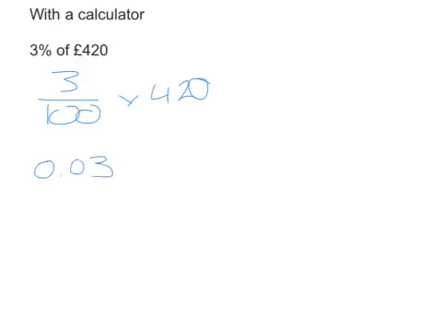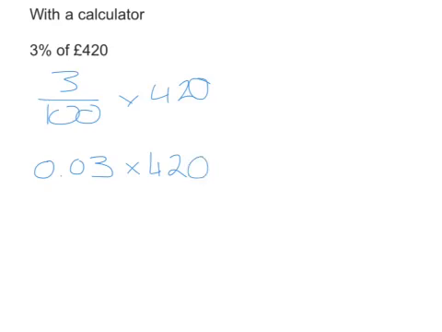And then finally, how do you do it with a calculator? Okay, well there's multiple ways of doing this with a calculator. First of all, you can turn that 3% into a fraction. So you've got 3 out of a possible 100, and then you multiply that by 420. Or, if you're comfortable with it, you should know that 3% is 0.03 as a decimal, and if you times that by 420, both of them will give you the same answer.